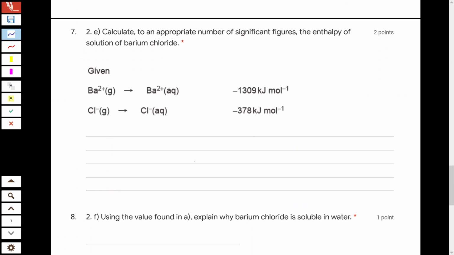Question 7, we go on to an enthalpy of solution question. Calculate, to the appropriate number of significant figures, the enthalpy of solution of barium chloride. So this caught a lot of us out, I think probably because we didn't really know where to look for the information. So the thing about enthalpy of solution, again, always start with a wee cycle.